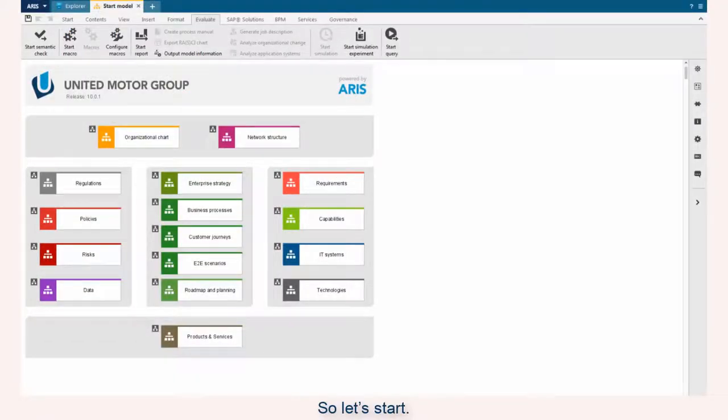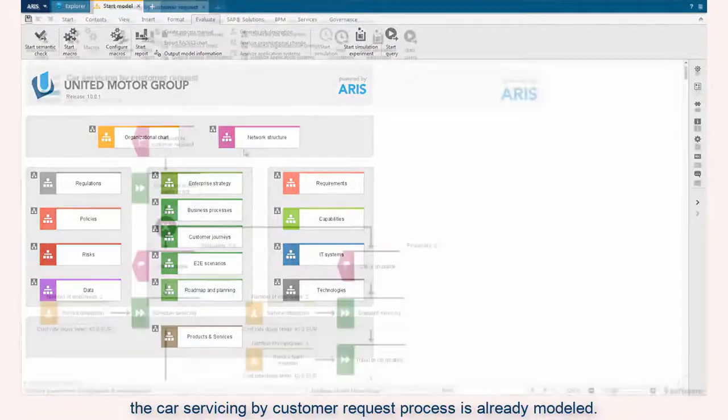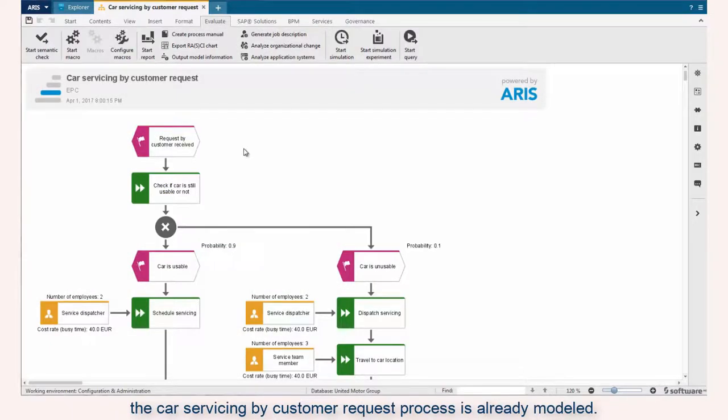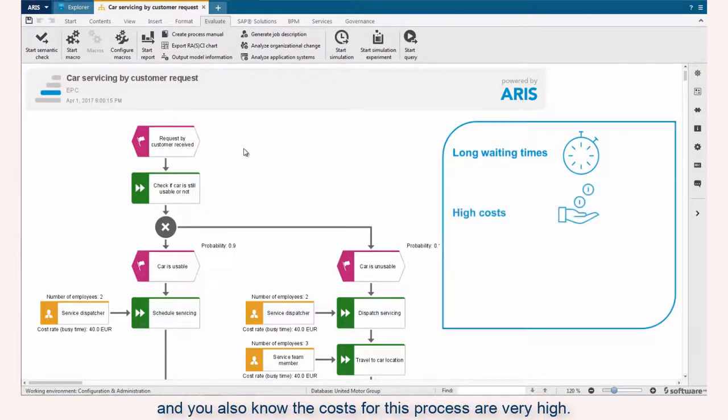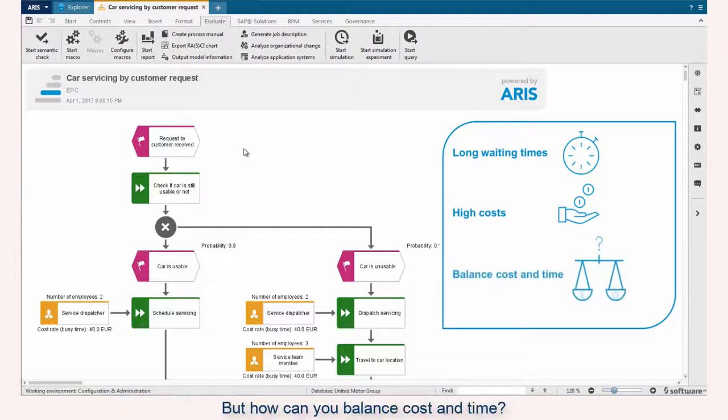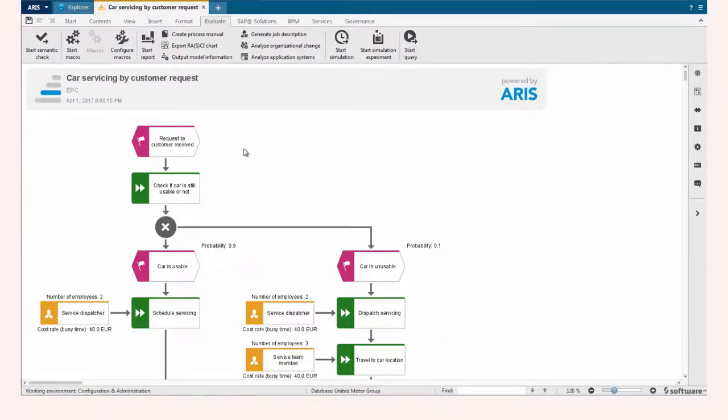So let's start. In our demo company called United Motor Group, the car servicing by customer request process is already modeled. Customers often complain about long waiting times, and you also know the costs for this process are very high. But how can you balance cost and time? To learn more, the business analyst can run a simulation of the process.